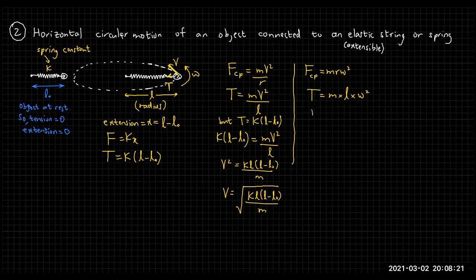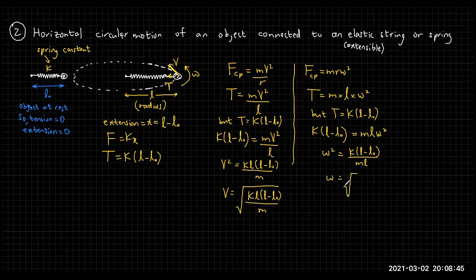And for T, tension is equal to, we have found it using Hooke's law, K (L minus L naught). Let's substitute that: K (L minus L naught) is equal to M L omega squared. If they ask you to find omega, what will you do? You will make omega squared the subject, and that will be K (L minus L naught) divided by ML. So omega is going to be the square root of K bracket L minus L naught divided by ML.